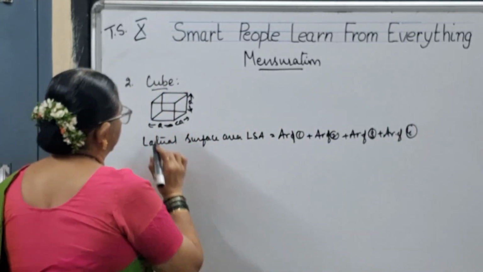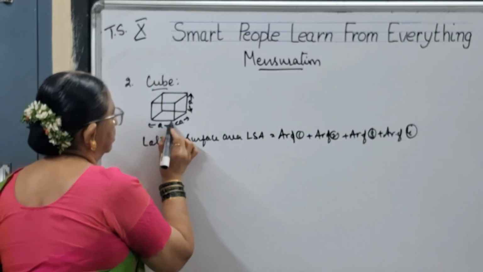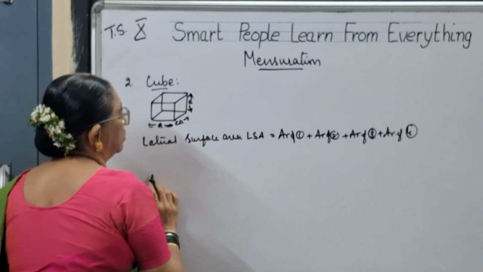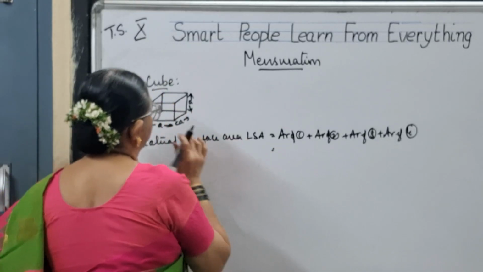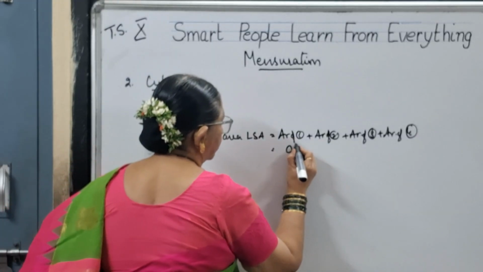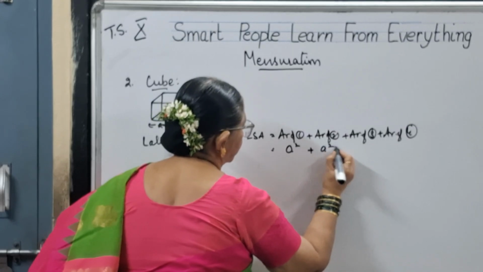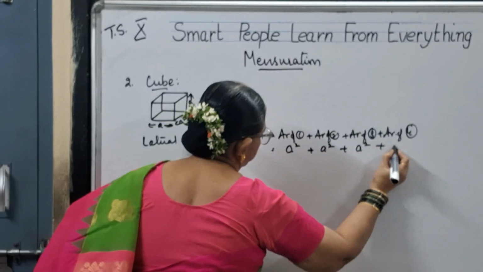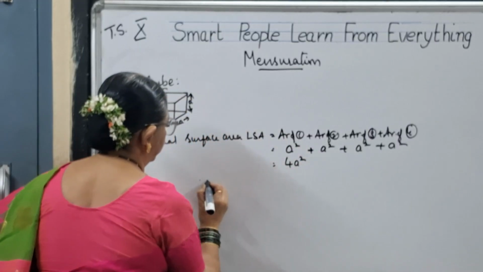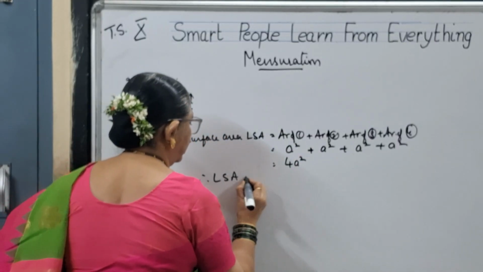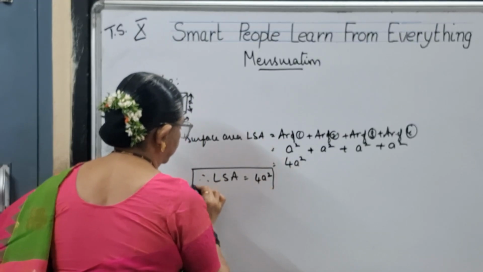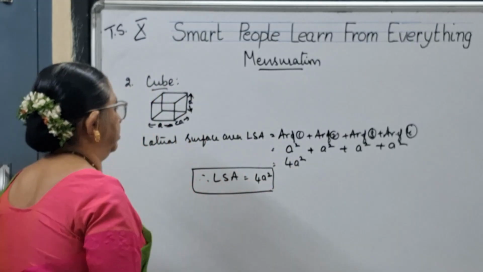In this case, base, length, breadth, height are the same, which means everywhere it is A only. So that means it looks like a square. It is a square. So the area of the first figure is side into side, A square, plus A square plus A square plus A square. That is 4 times A square. Therefore, LSA is equal to 4A square. This is the formula for the cube.